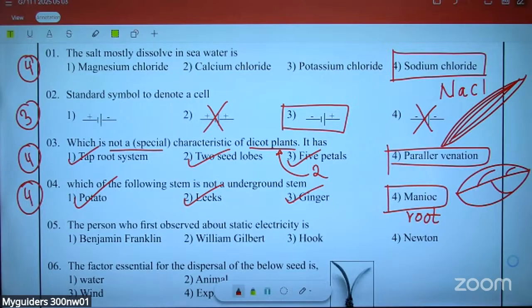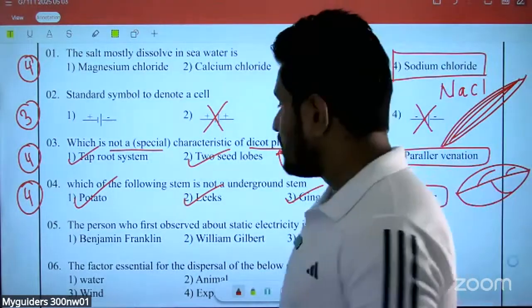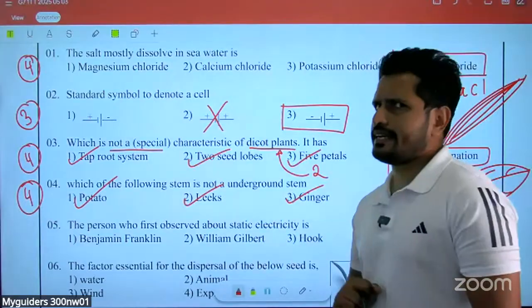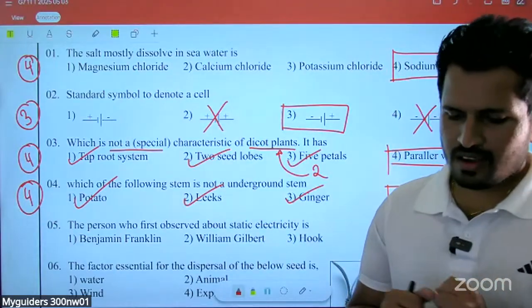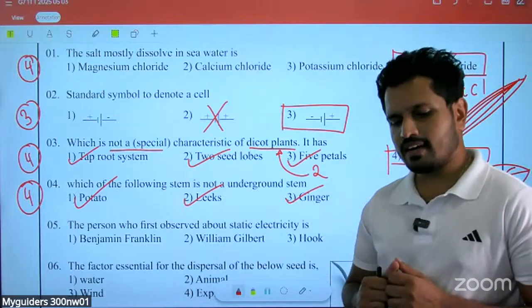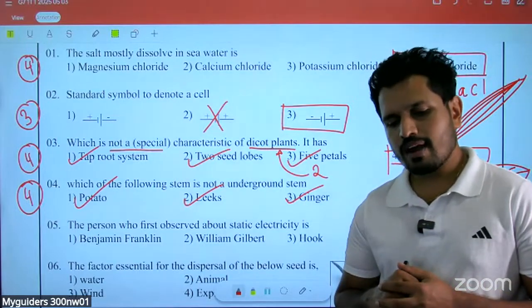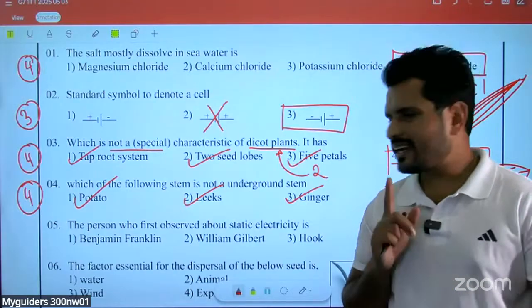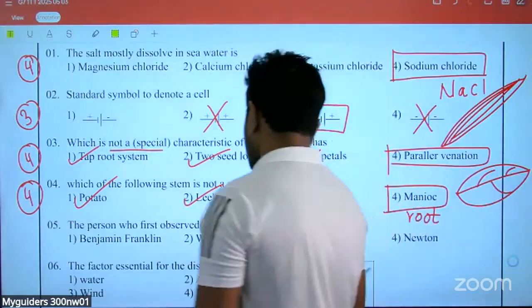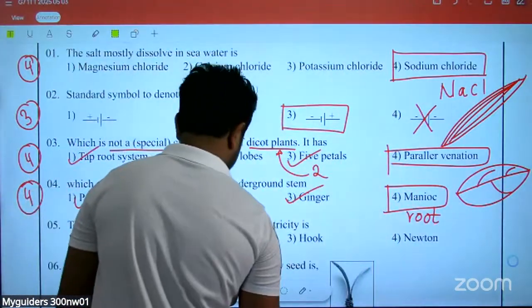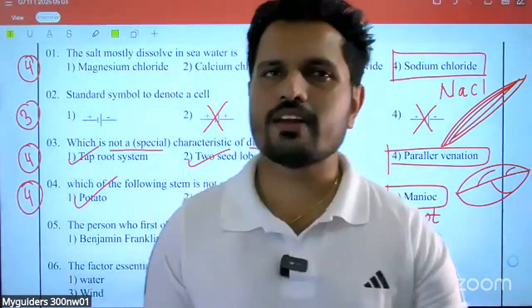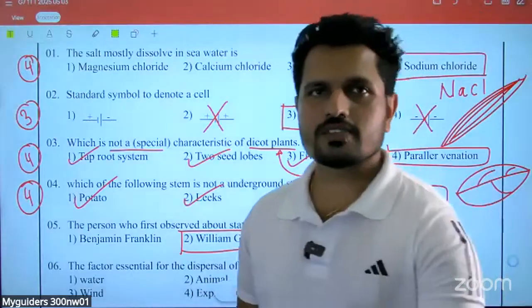Hooke, no, not relevant. William Gilbert, right? Yes, he is the person who tries to generate some electric charges by rubbing solid amber with a silk cloth. So William Gilbert is the person who first explained about these static electric charges.